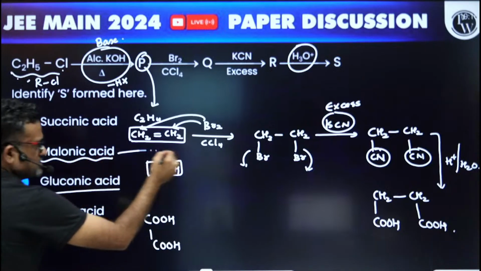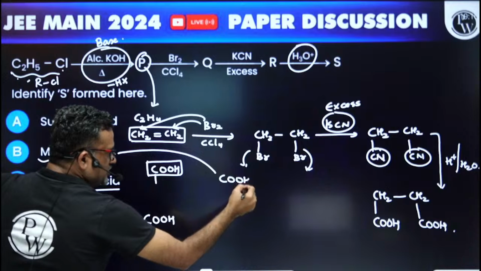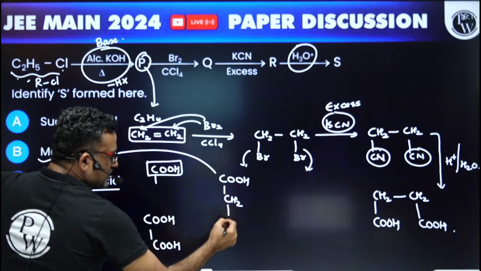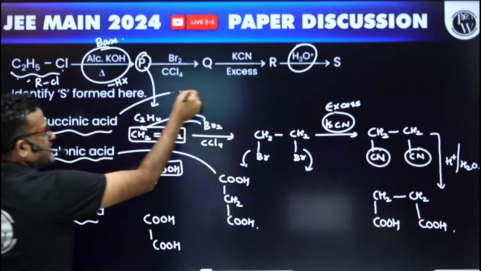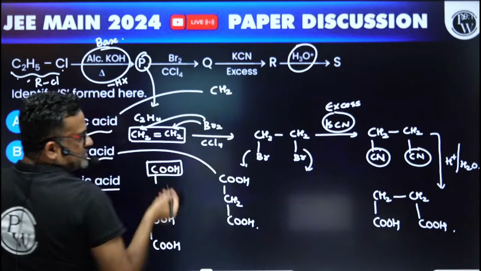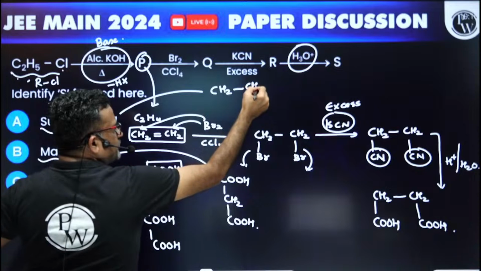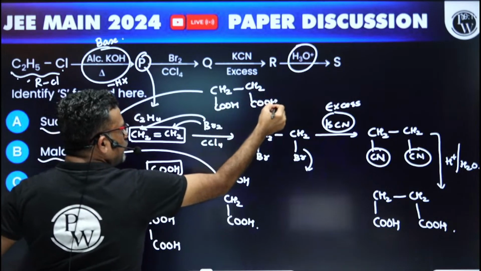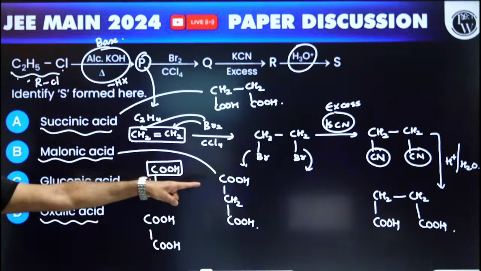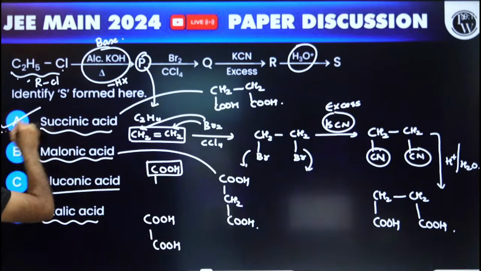Malonic acid. What is malonic acid? COOH, CH2, COOH. Succinic acid. Succinic acid is this one: CH2, CH2, COOH, COOH. So our answer is what? Succinic acid. Option A.